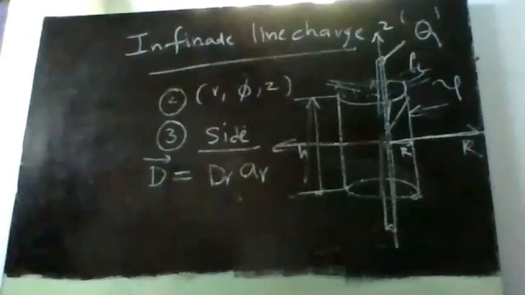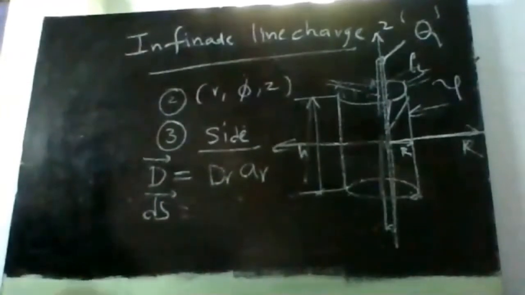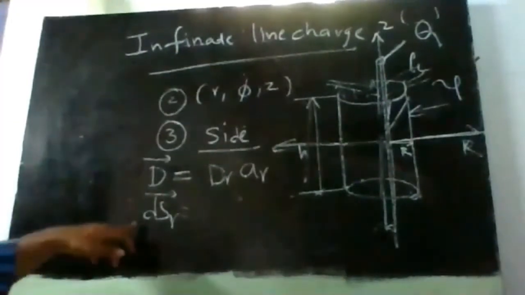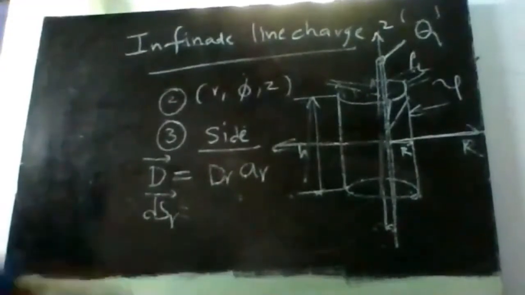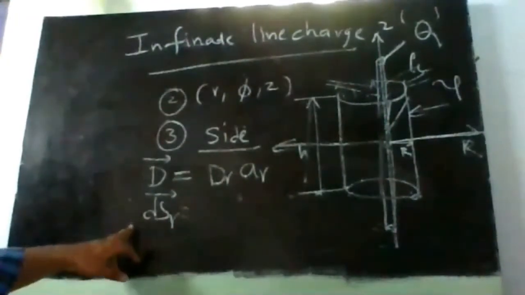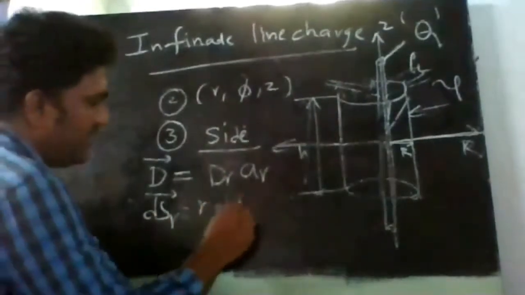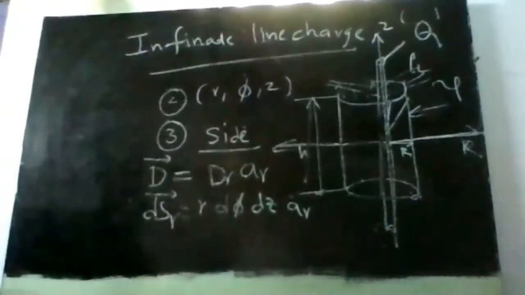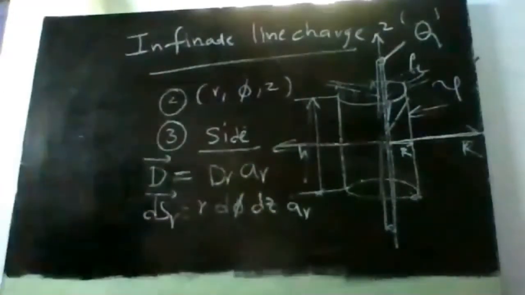I think I'm clear with this. Similarly, ds bar should also be taken in the same direction. The direction that we have considered here is R. So, dS_r. We know when we write the cylindrical coordinate systems, the change of surface area along R can be written as R d phi dz AR. So the surface area change along R is nothing but R d phi dz AR. The third step is also done. This is the third step.